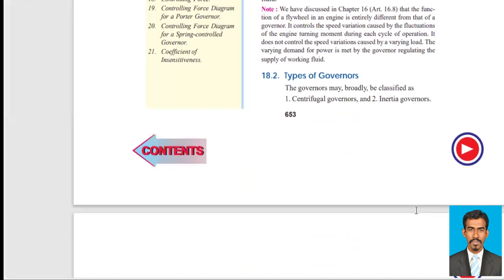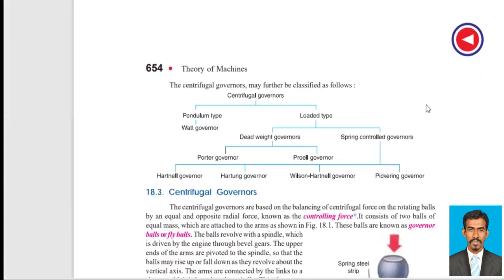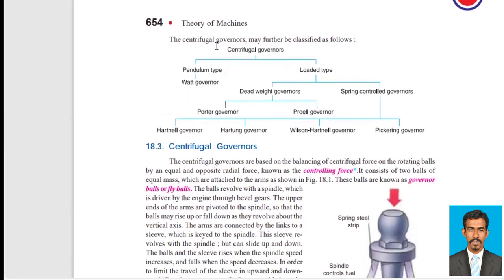So there are a few types of governors. First is centrifugal governors and the other one is inertia controlled governors. The governors may be broadly classified as centrifugal and inertia governors. So this is how the classification of the governors will look. Centrifugal governors may further be classified as follows. We have inertia controlled governors also, but we are not going to discuss them. This is solely about centrifugal governors.